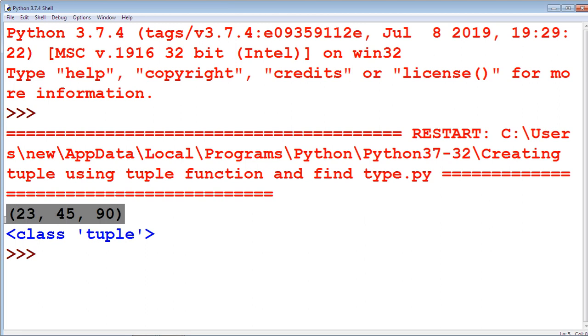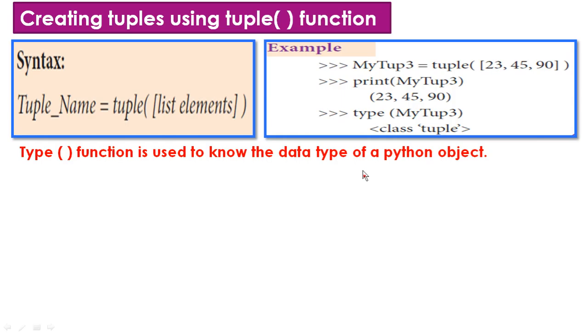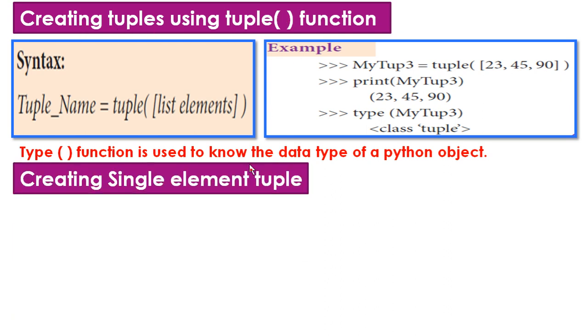The tuple list, the list of tuple 23, 45, 90. This is of tuple type, tuple data type. So by using this program, we can create the tuples using the tuple function.